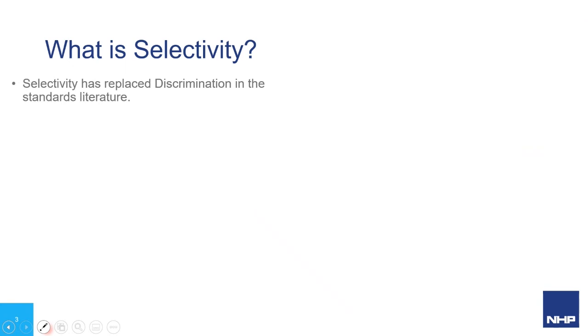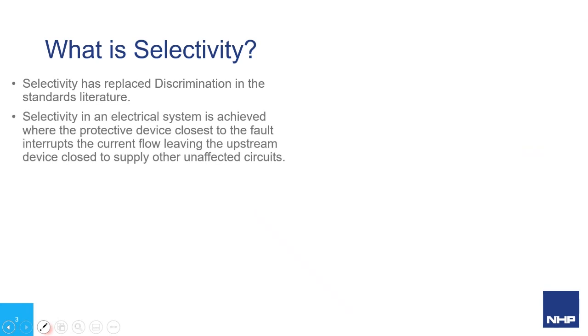Selectivity has replaced discrimination in the standards literature. Selectivity in our electrical system is achieved when the system and protection components are chosen and arranged so that in the event of an electrical fault, only the device closest to the fault will interrupt the current flow, leaving the upstream devices closed to allow reliable supply to be maintained to all unaffected circuits.